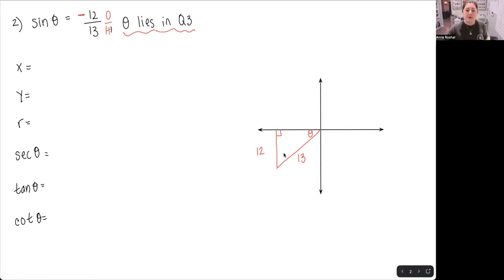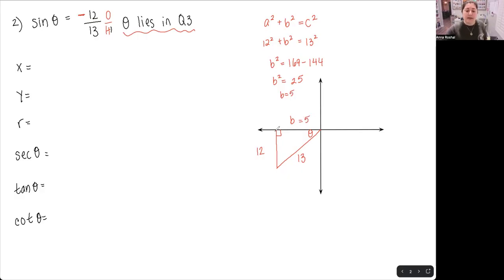Once I know that this is 12 and this is 13, I can use the Pythagorean theorem, a squared plus b squared equals c squared. I'm missing my b. So 12 squared plus b squared is 13 squared, so b squared is 169 minus 144. I think this might also be a Pythagorean triple. Yep, so b should be 5.